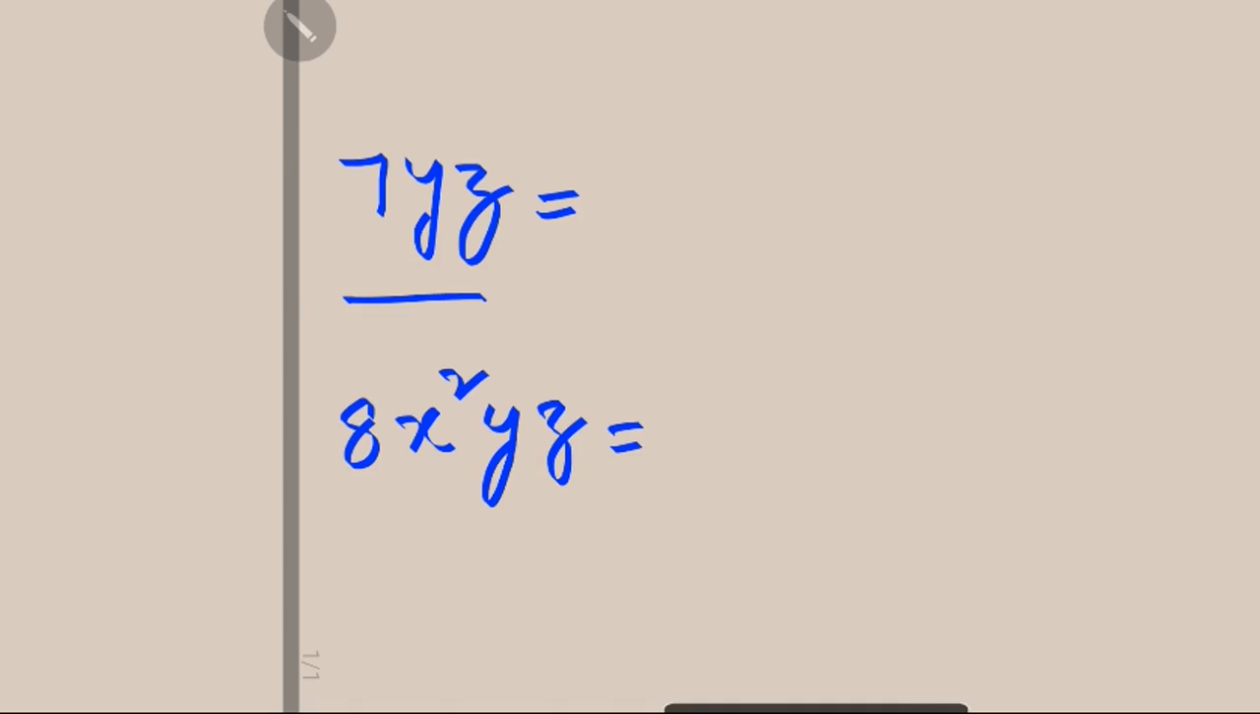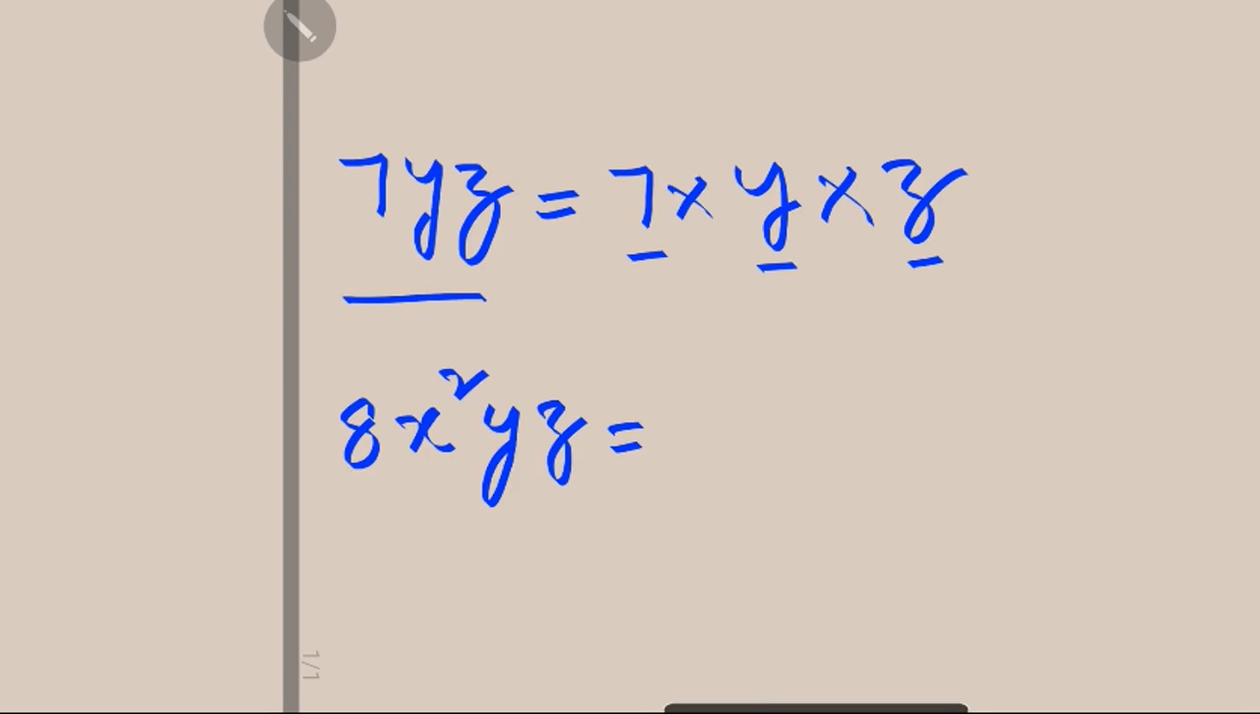Simply we have to multiply all the variables and numbers that are there. We write it in multiplication form, simply 7 into y into z. So 7, y, z are each other's factors. For example, z is a factor of 7y, 7 is a factor of yz, y is a factor of 7z. In this way, 7, y, z are all factors of 7yz.